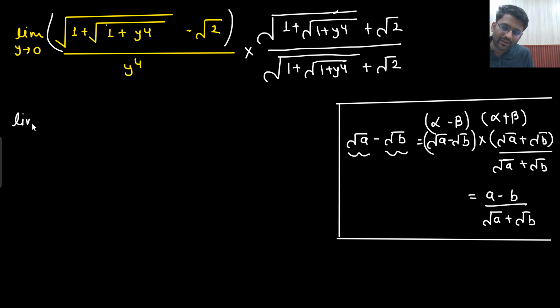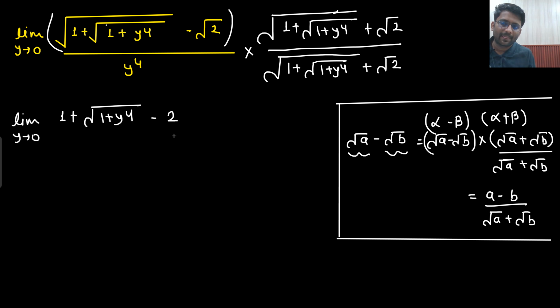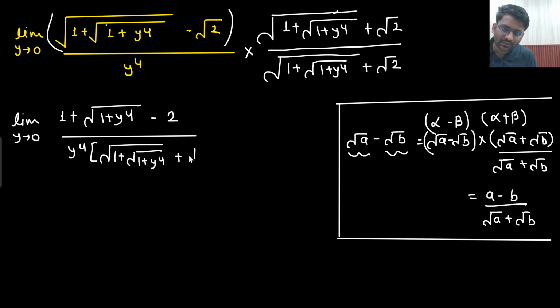What I will get? Limit y tending to 0. The square of this element will become 1 plus under root 1 plus y to the power 4, that under root will be gone, and the square of under root 2 will become 2. Basically, I am doing a square minus b square. So this will be 1 plus under root 1 plus y to the power 4 minus 2, divided by y to the power 4, and in the multiplication I have under root 1 plus y to the power 4 plus under root 2. Now simply put y equals to 0 here. What you are getting? Again 0 by 0 form.